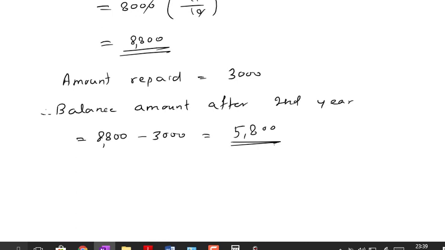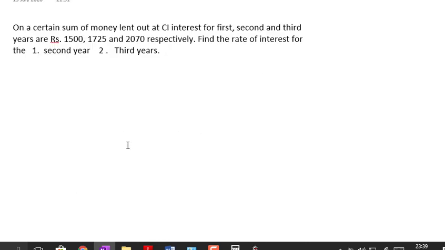Okay, now let us see the last question. On a certain sum of money lent out at compound interest, the interest for first, second and third year are rupees 1,500, 1,725 and 2,070 respectively. Find the rate of interest for the second year and third year.